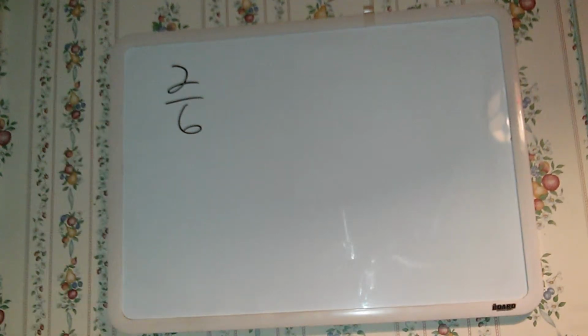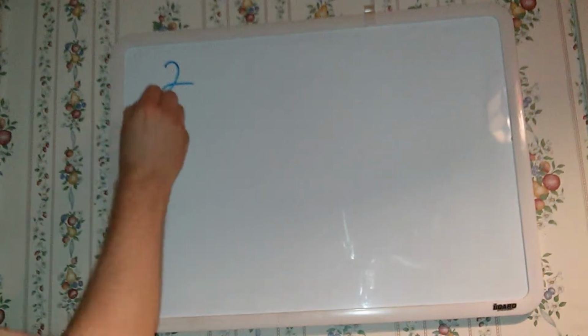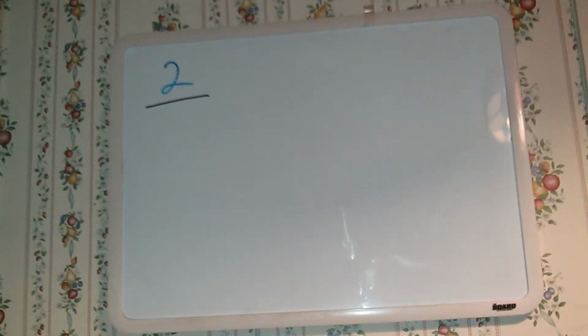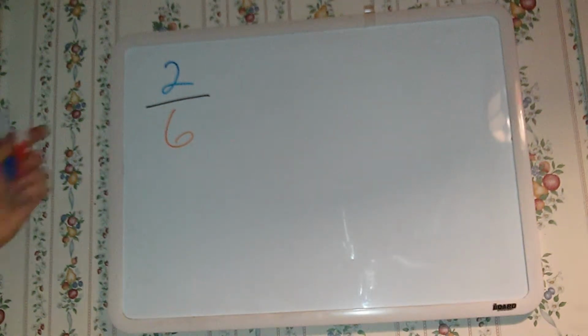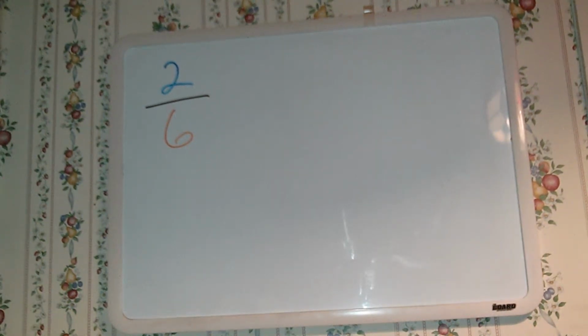So if we look at 2, we're going to break this one down a little bit. And in fact, let me rewrite this so everything looks a little neater. Make our fraction 2/6. So as we're going through this, when we're talking about the 2, we're going to be writing in blue and the 6 in orange, if it shows up as orange on the camera. Anyway, let's look at how you can break 2 down.